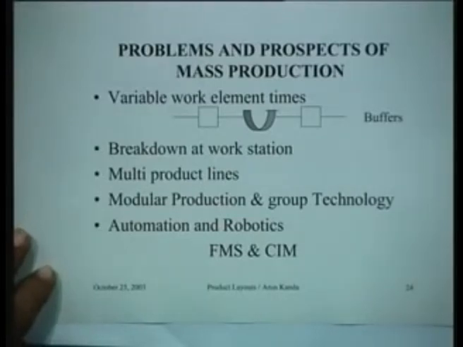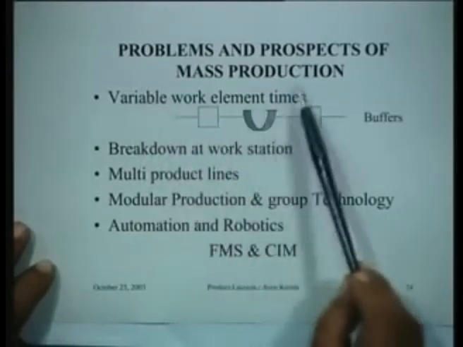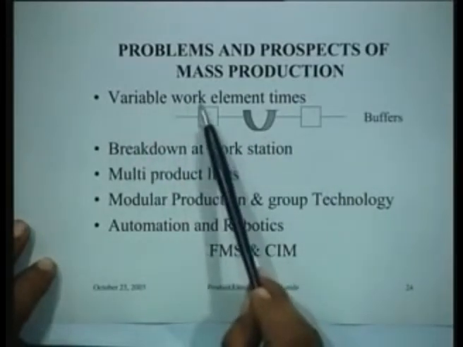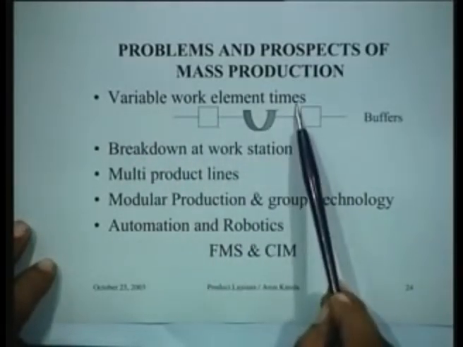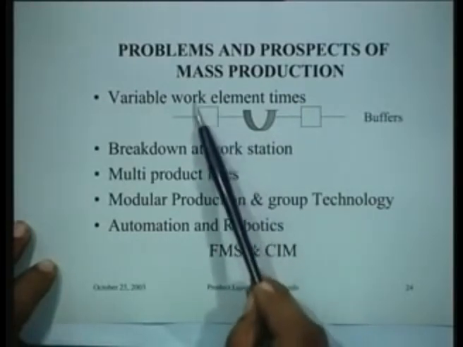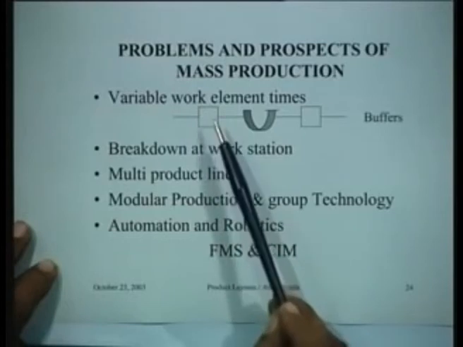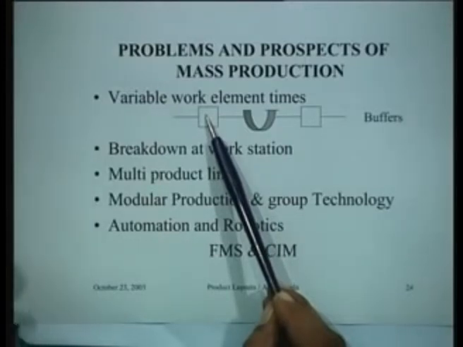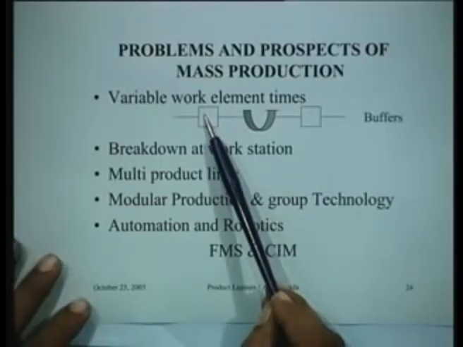You see, for instance, that one of the major problems of mass production is the variable work element times. We have said we have designed the line based on deterministic times. But if an operator is doing a manual task, then it is quite likely that the task time is normally distributed with a certain mean and a certain variance. So sometimes the operator will take less, sometimes the operator will take more.